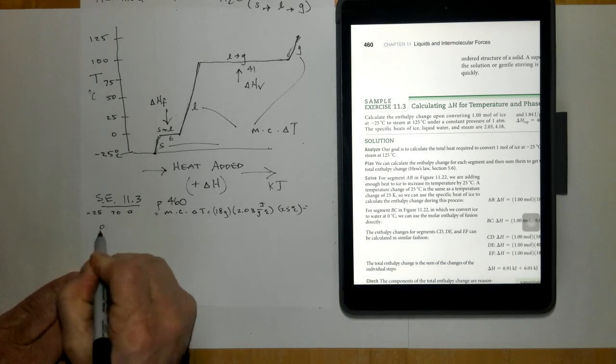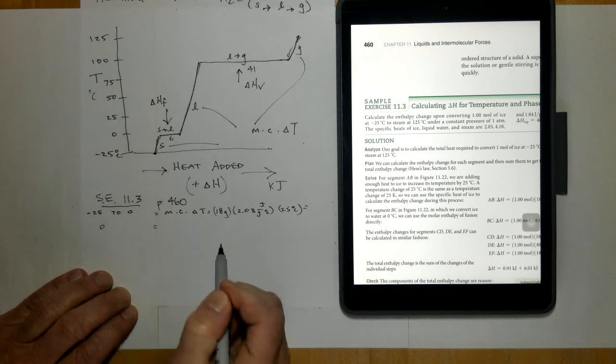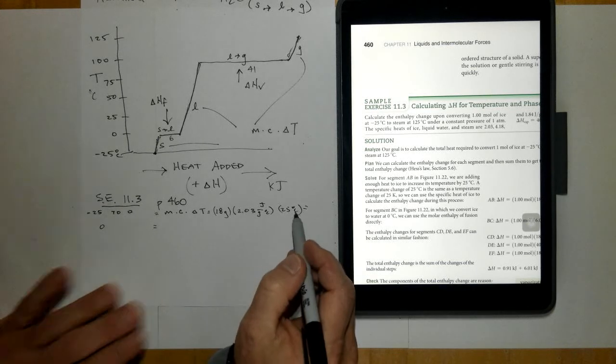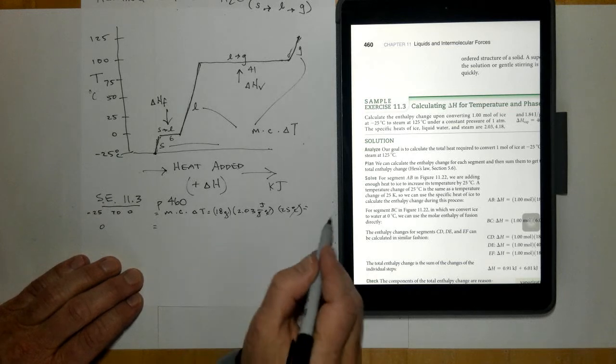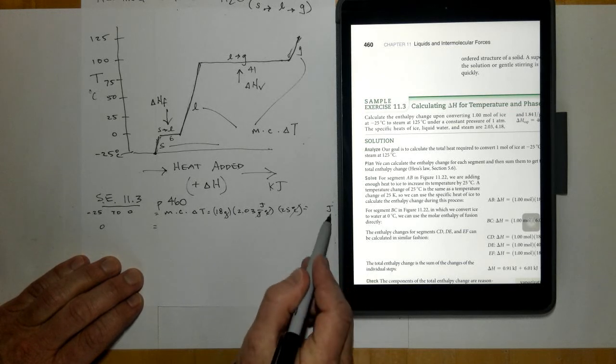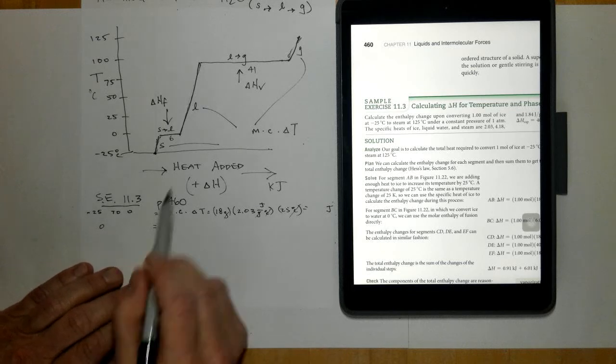Then at 0 degrees Celsius, this is where we're going to melt it. And at this point, before I go on to that, notice the Celsiuses cancel and the grams cancel. And so my answer is going to end up being in joules for this part right here. Okay, at 0, we're going to do the melting.